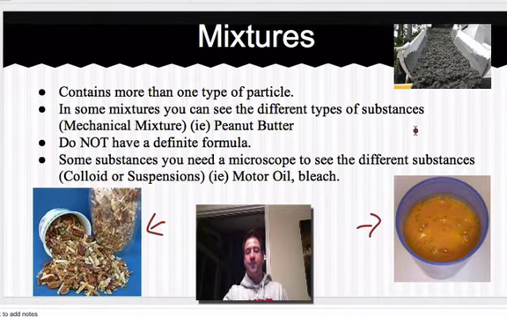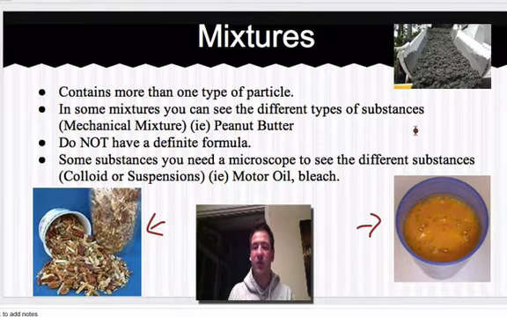Some substances you need a microscope to see the different types of mixtures, because not all mixtures are mechanical mixtures where you can see the different components. Some of them you can't. Examples of that might be milk, which is a colloid mixture, or then there's suspension mixtures, which are a little different. Some things you can't see, like bleach and motor oil, but they're actually mixtures. They're things mixed together, not all the same substance. They contain more than one type of particle, so you'd have to take a microscope to look at those ones.